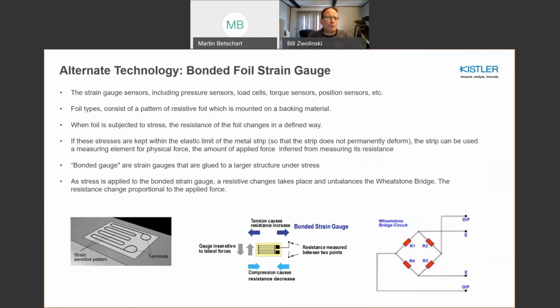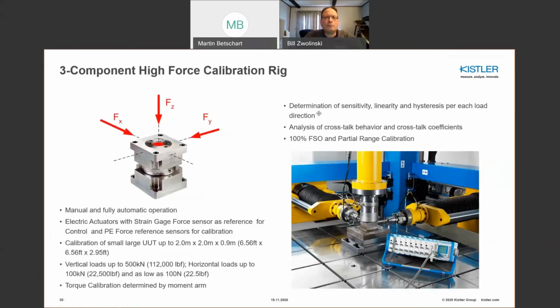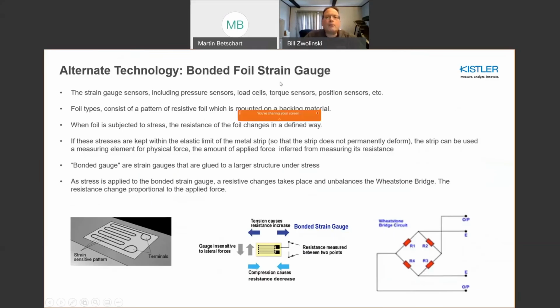And I just want to mention briefly an alternate technology, and unfortunately this thing is not moving up. No, okay. I don't know what happened there. Okay, let's see if I can minimize this. There we go.